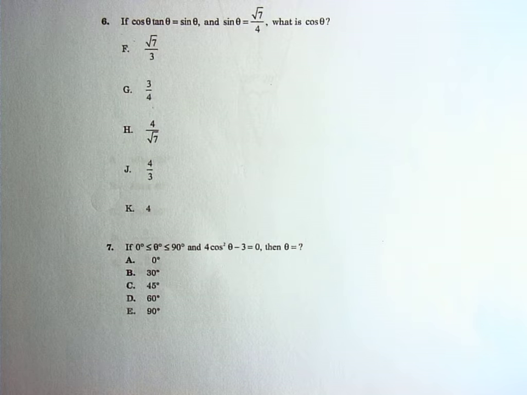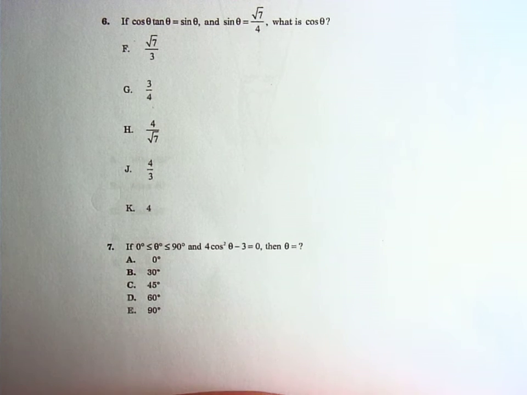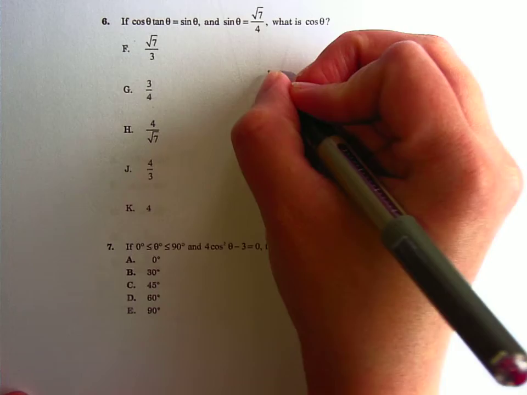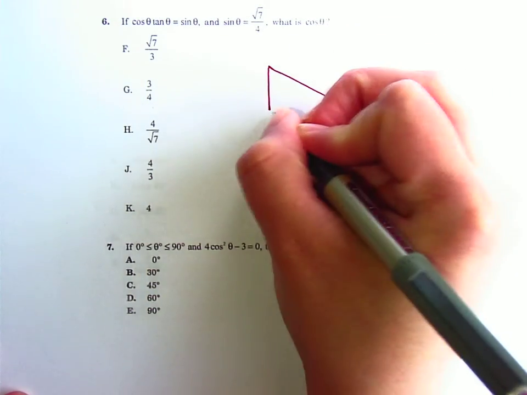Okay. So it says that cosine and tangent multiplied each other equals sine. And sine is the square root of 7 over 4. So what is cosine? Well, I don't really think we need that formula to help us out. We can just do the trick that we've been doing and it will work. So let's do it that way.